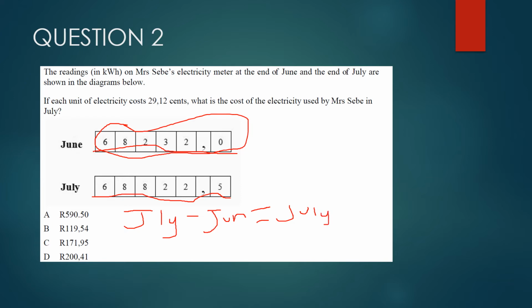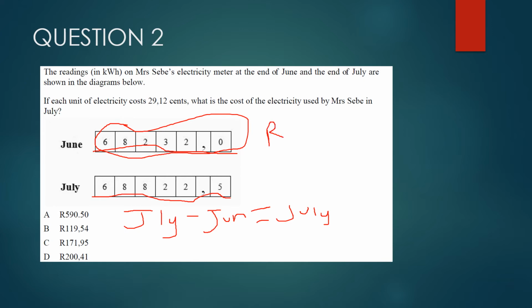Now the information is telling us as well that 1 unit is 29.12 cents. So you want to find out, for the 29.12 cents, how much is it in rand? So what you're going to do is change the cents into rands.